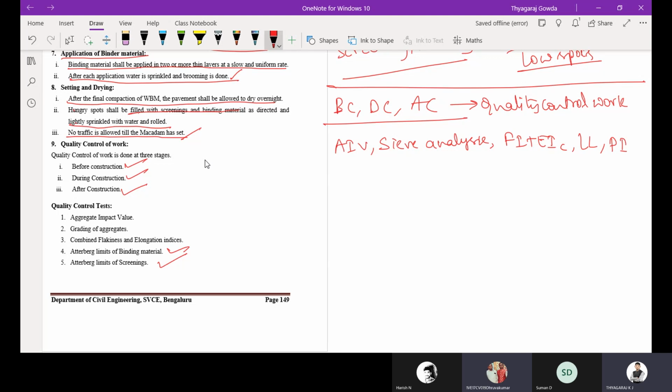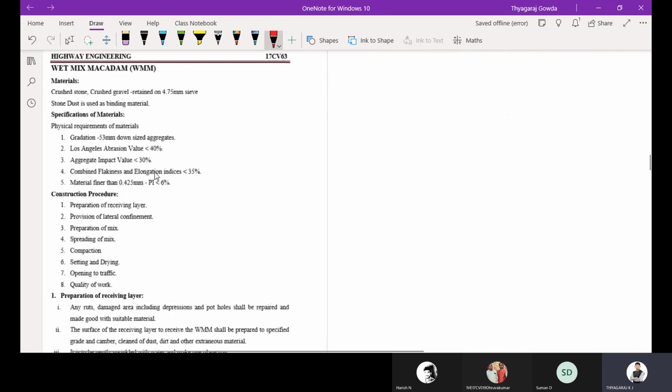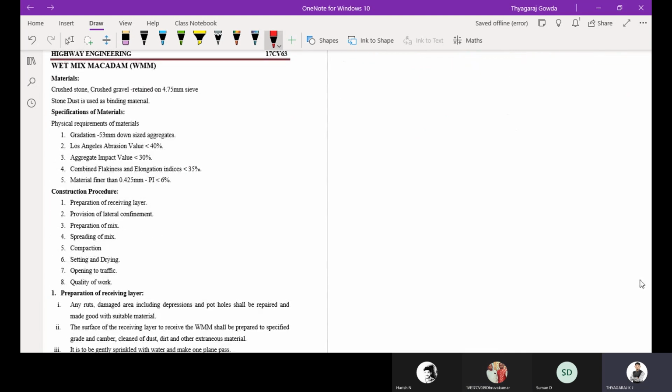Okay. Next layer is WMM. As I told, base courses are of two types. One is WBM, another one is wet mix macadam. WBM means it is an in situ method of construction.